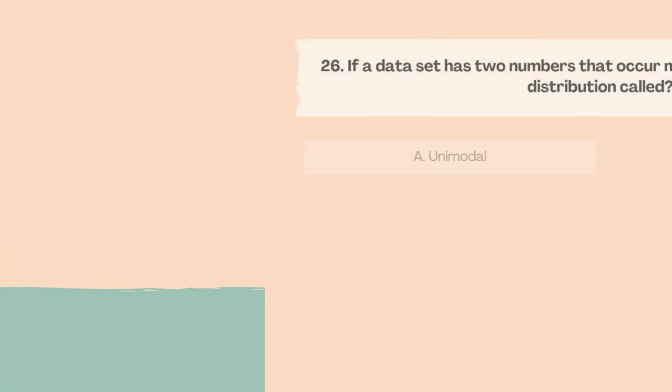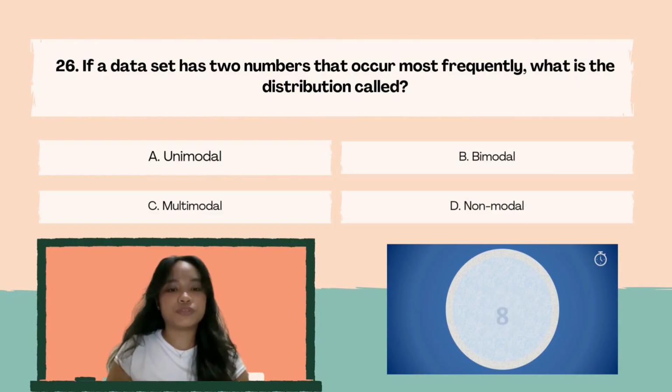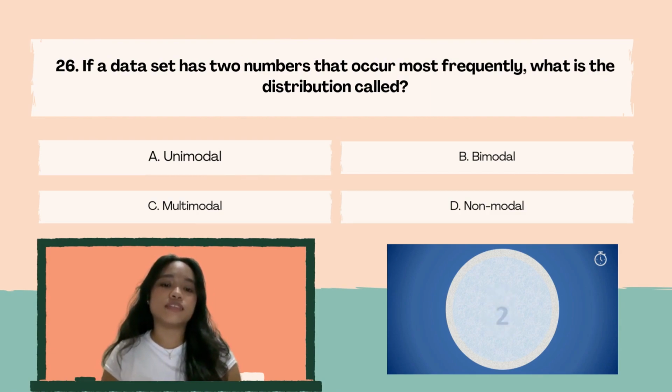For the 26th question, if a dataset has two numbers that occur most frequently, what is the distribution called? A. Unimodal, B. Bimodal, C. Multimodal, and D. Non-modal. You have 15 seconds to answer.